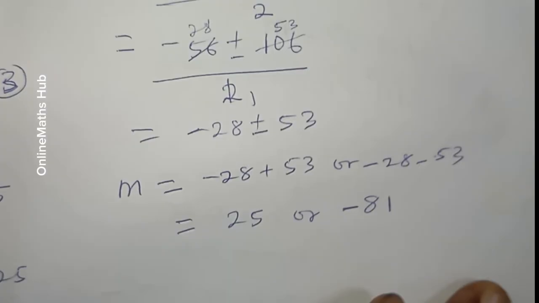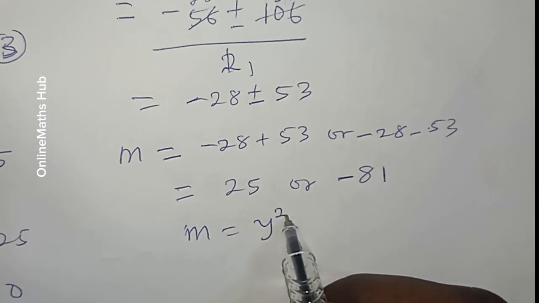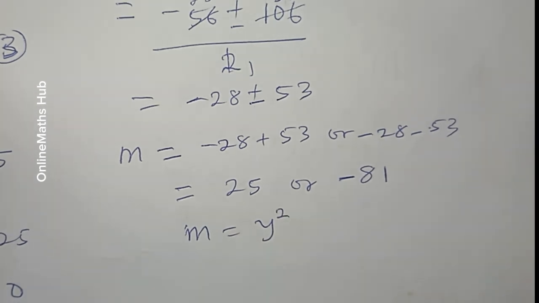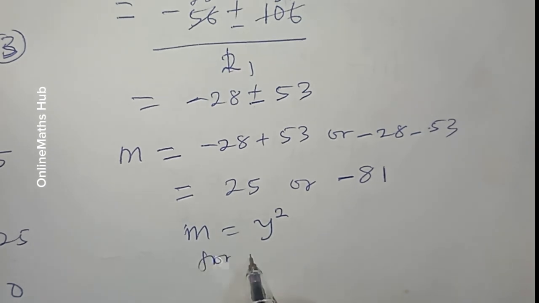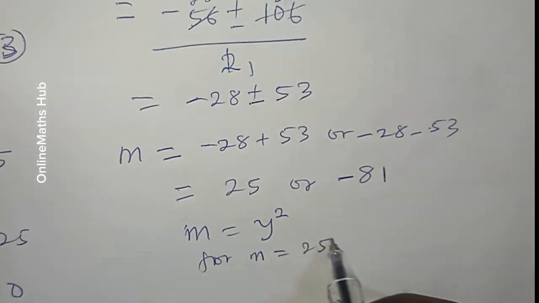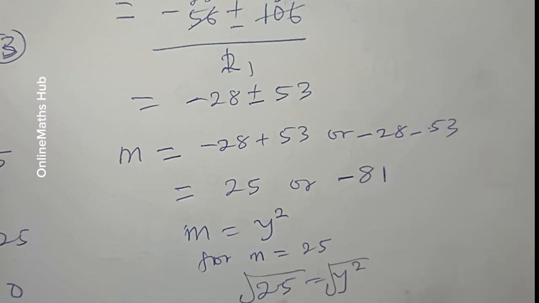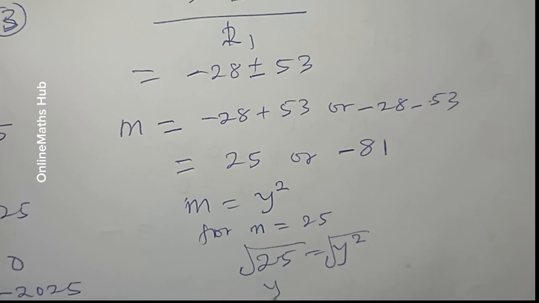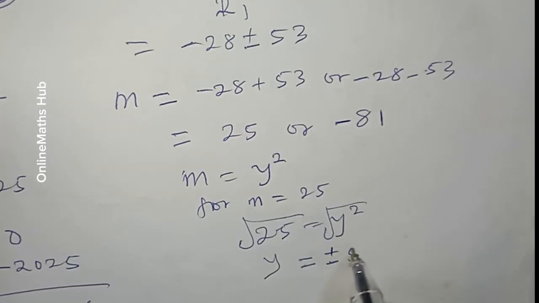But then of course we actually set our m to be equal to y squared, and what we want to find out is the value of y. Okay, so for m equal to 25, we can just go ahead and substitute it right here. So we have that 25 is equal to y squared. So for me to get the value of y, I can just go ahead and take the square root of both sides, and then y now becomes equal to, okay, plus or minus 5.